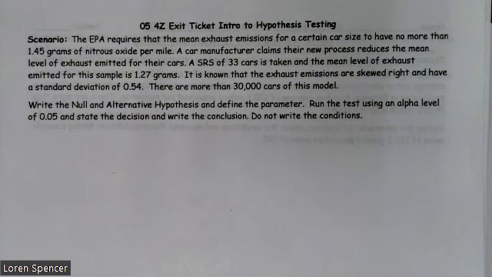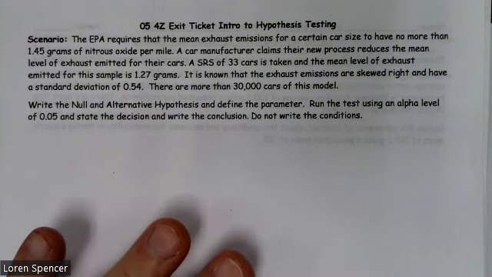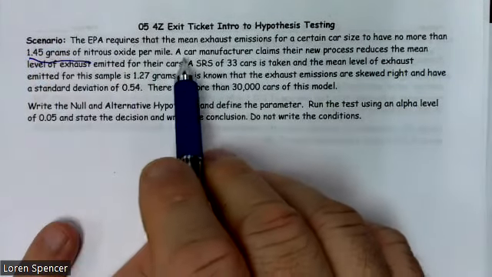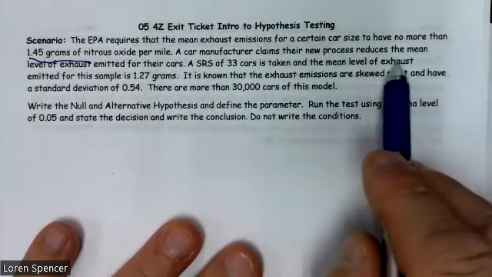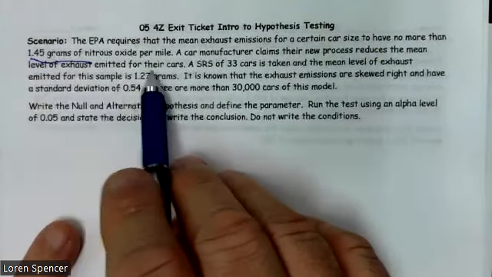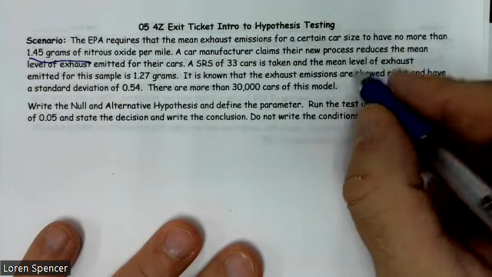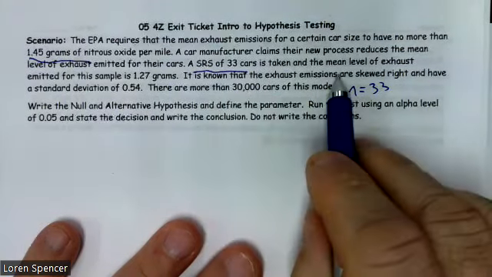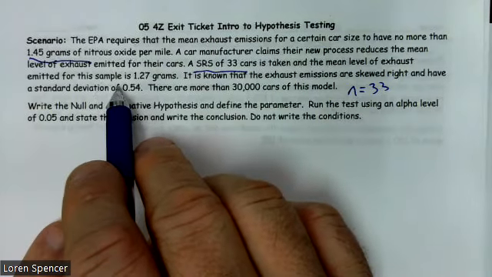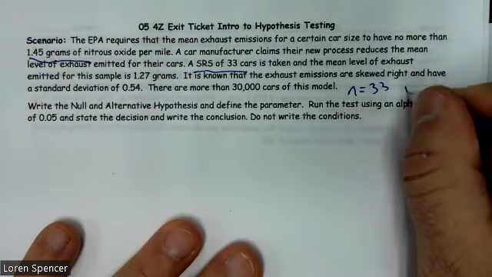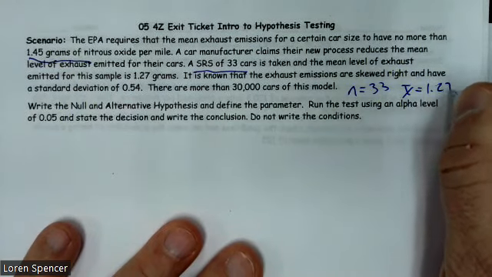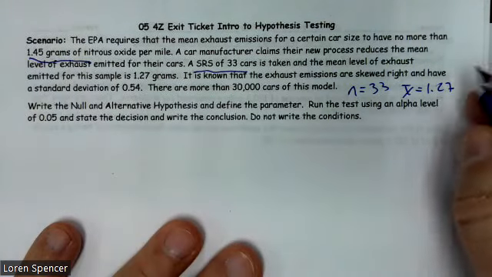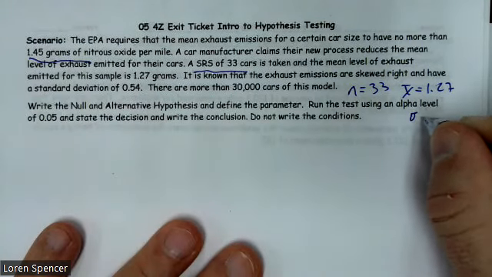So the EPA requires that the mean exhaust emissions for a certain car size have no more than 1.45 grams of nitrous oxide per mile. A car manufacturer claims their process reduces the mean level emitted by their cars. A simple random sample of 33, so we have n is 33, is taken, and the mean level of exhaust emitted for this sample is 1.27. So our x bar is 1.27. It is known that the exhaust emissions are skewed right and have a standard deviation of 0.54.